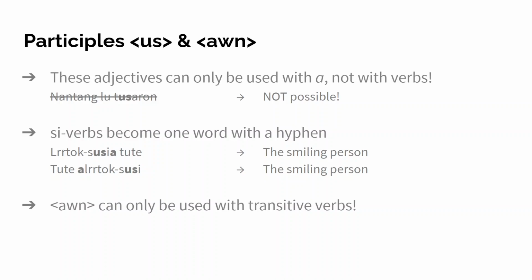Yeah, intransitive verbs don't have direct objects, so that doesn't work. So it's just logical that we can use aun only ever with transitive verbs. Us, however, can be used with any verb. So one last thing, we can build the so-called gerund with te plus us.